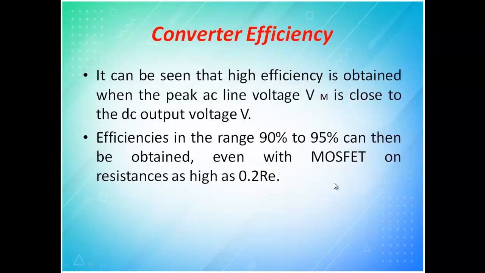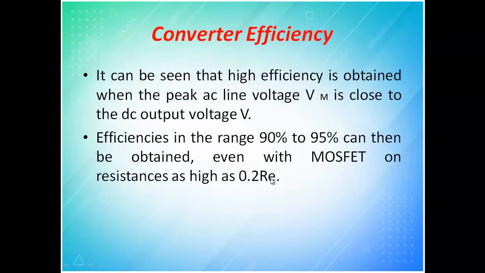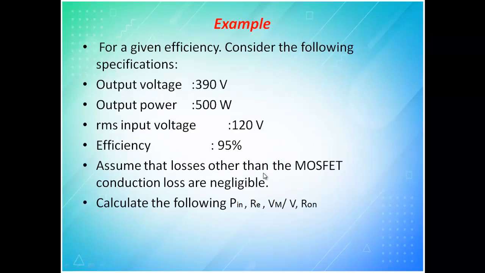Okay, so it can be seen that higher efficiency is obtained when the peak AC voltage Vm is close to the DC voltage V. An efficiency range of 90 to 95% can be obtained even with a MOSFET on resistance as high as 0.02 of RE. This relationship, the ratio between RE and R on, should be such that R on is 0.2 of RE, then only you will have maximum efficiency, because RE and R on have a relationship. You can see R on should be 0.2 of RE.